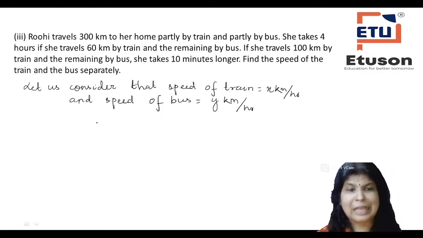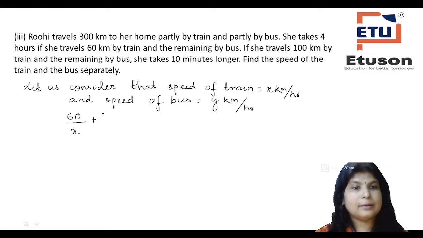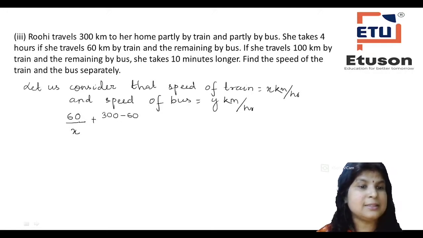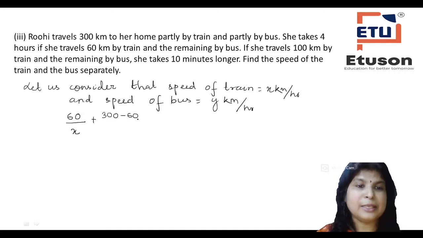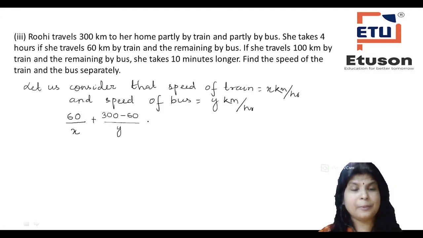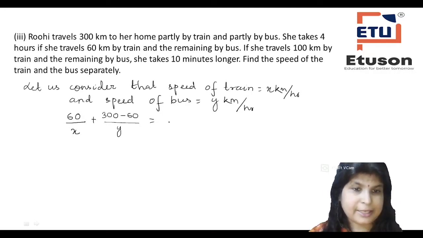So I will write 60 divided by x plus, directly I am not writing the remaining distance to make you understand. So that is 300 minus 60. Why I have done 300 minus 60? Because 60 kilometer she has traveled with train. So the remaining is 240. So you can directly write 240. Just to make you understand, I have written it, divided by y, is equal to, and what is the total time taken? It is 4.